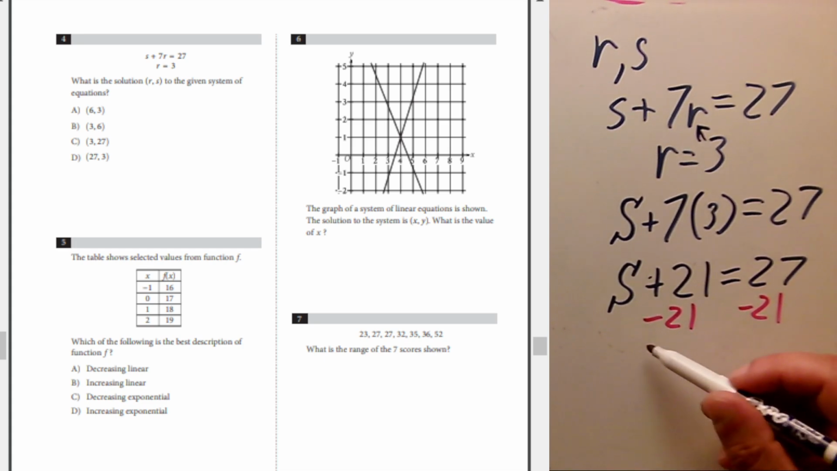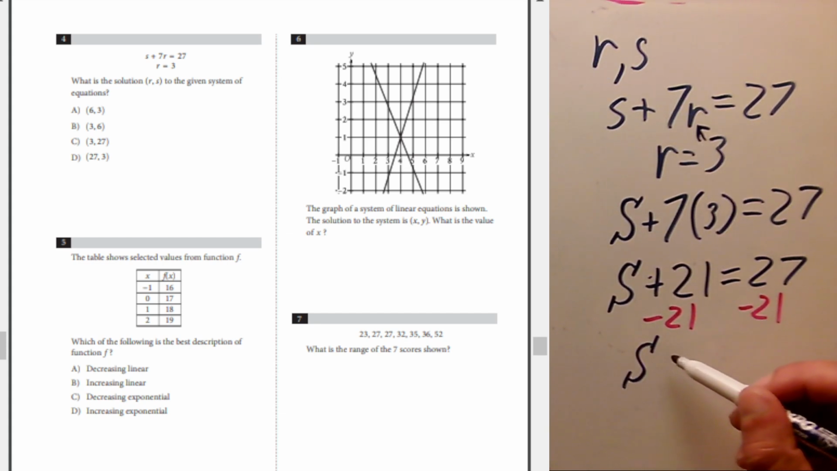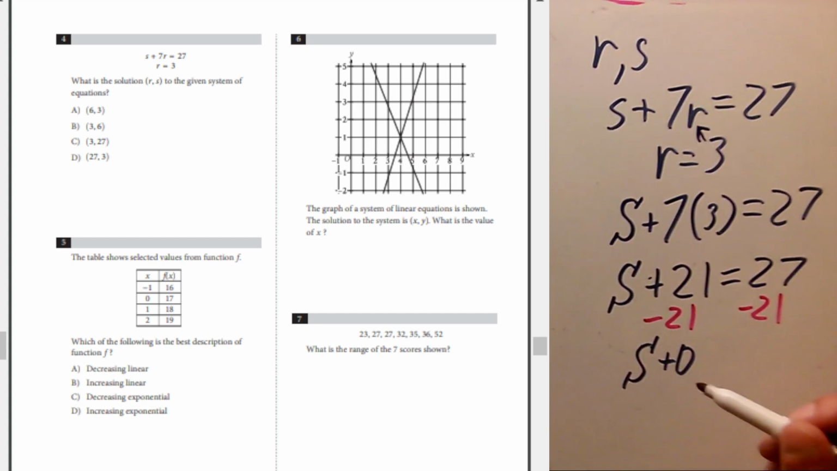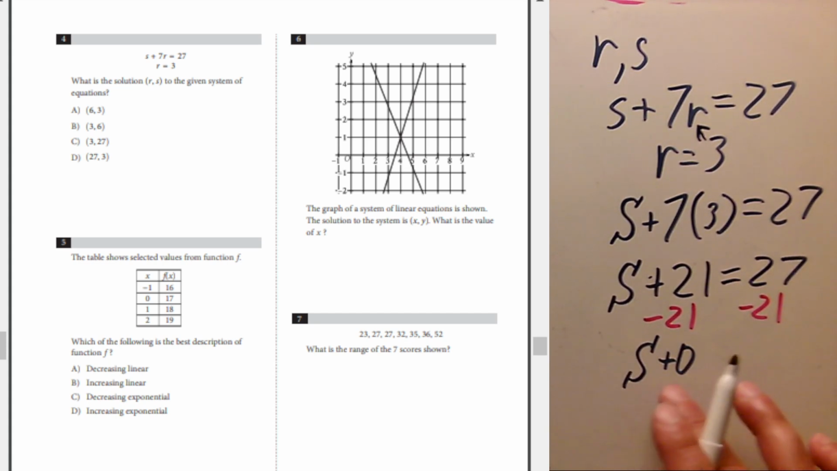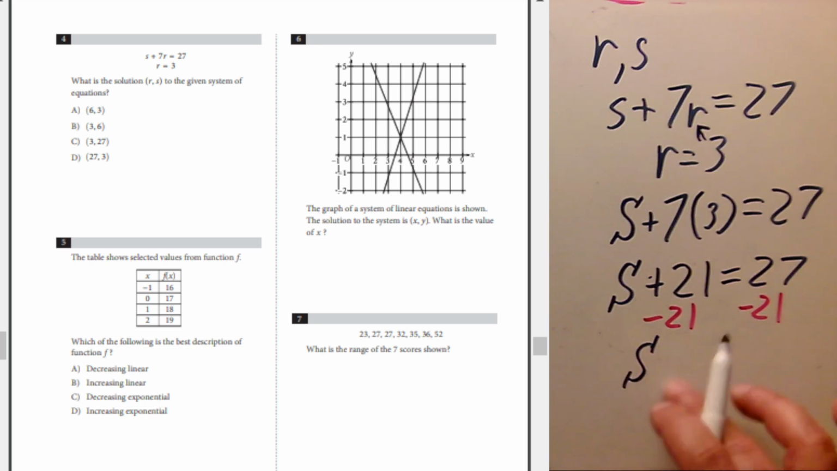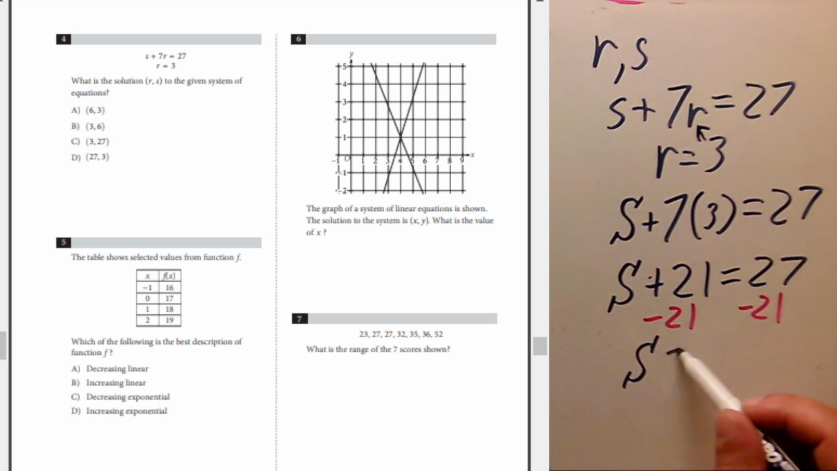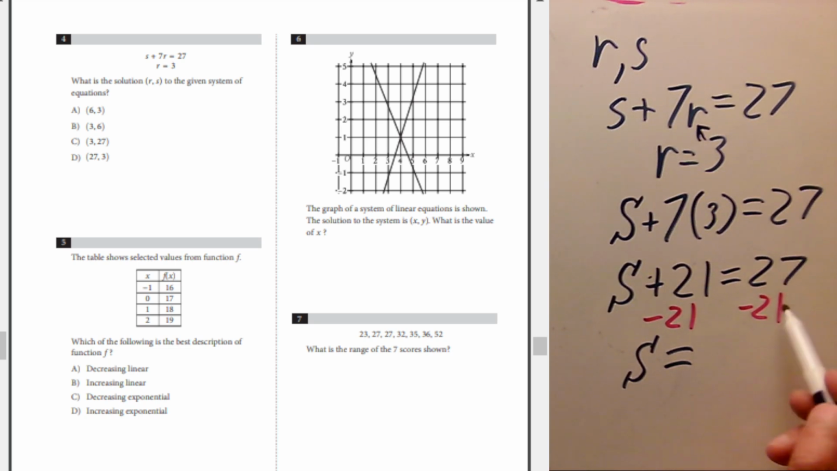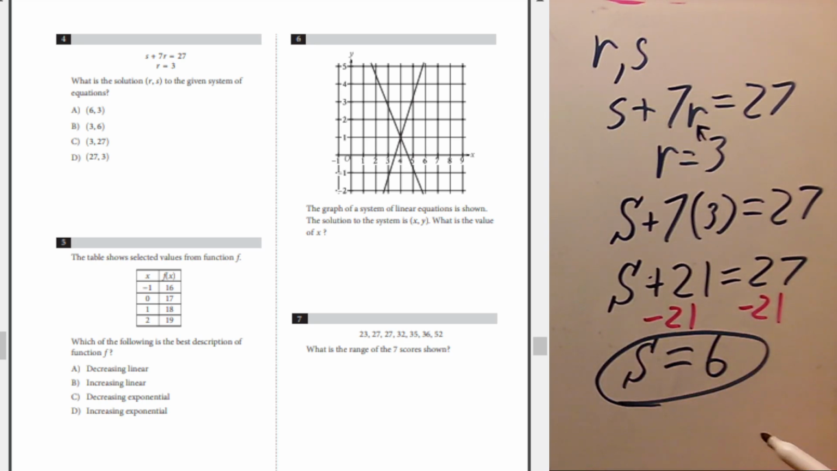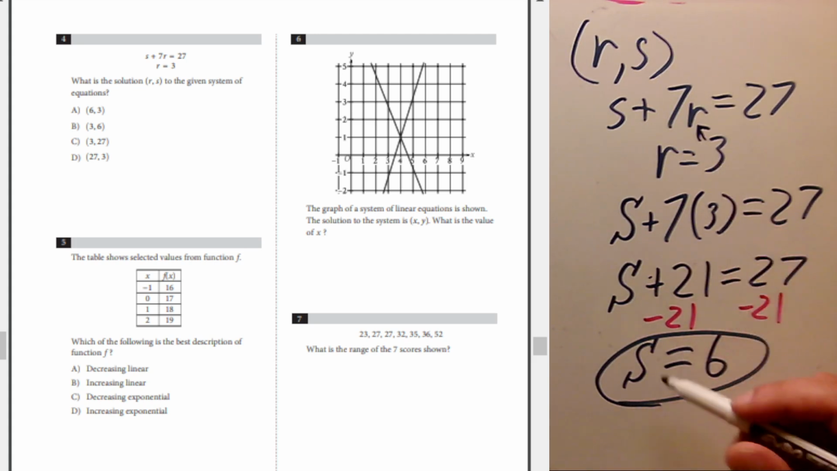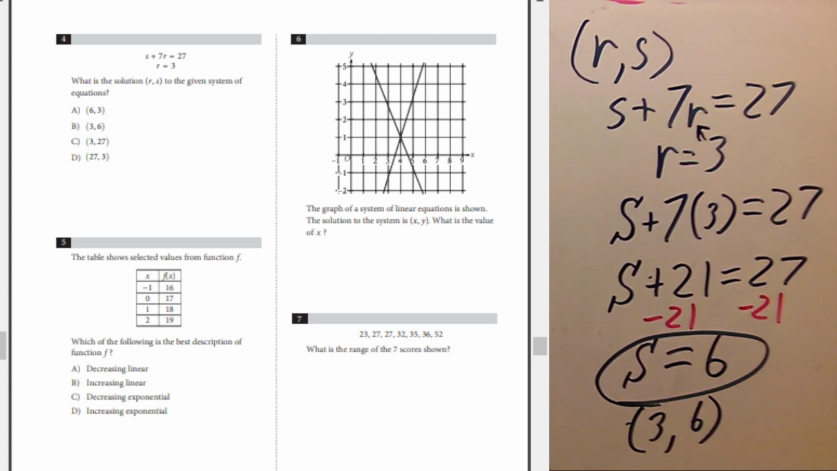21 minus 21 is 0. So you could put plus 0, but you don't need to, because s plus 0 is equal to s. So we just write s, and now we have it isolated. And 27 minus 21 is 6. And that's our answer. We're looking for the r comma s as it's stated. So our r value is going to be 3, and our s value is going to be 6, which is B.